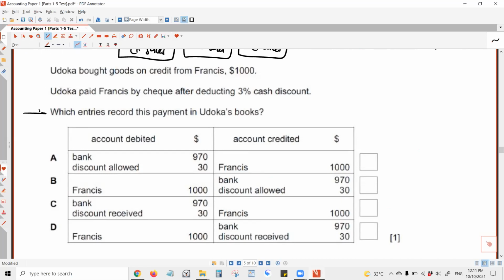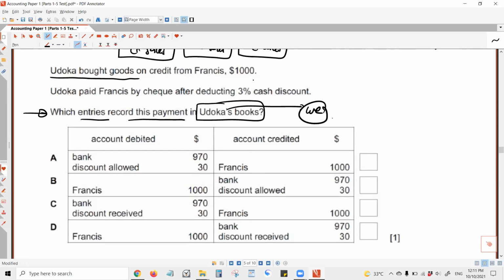See the requirement sentences. Which entries record this payment in Yudoka's books? Okay, that means we are Yudoka. Now next is to find out whether we are customer or supplier by observing other sentences. Yudoka bought goods on credit from Franchise. That means we are the customer here.